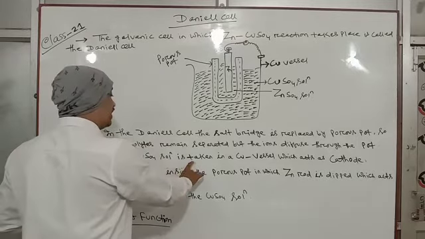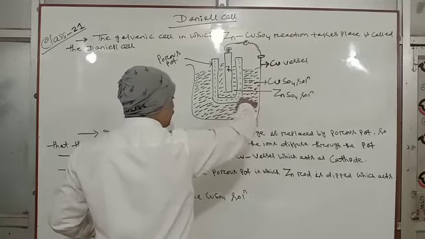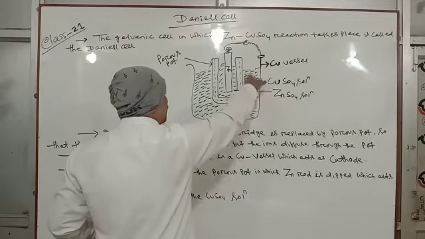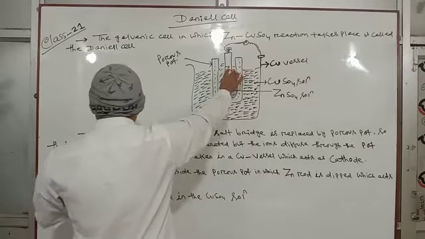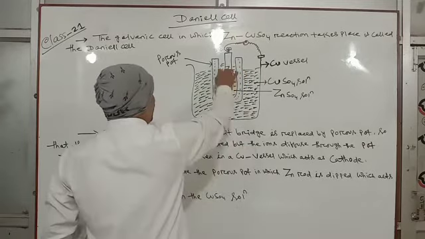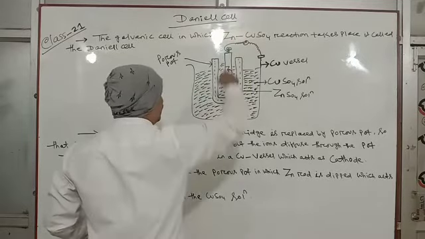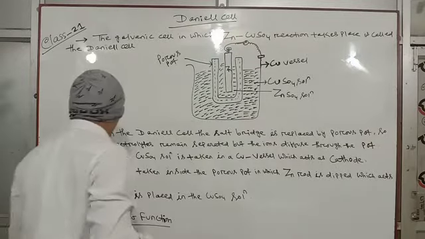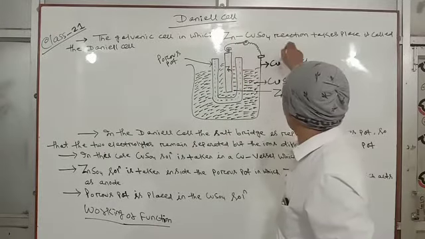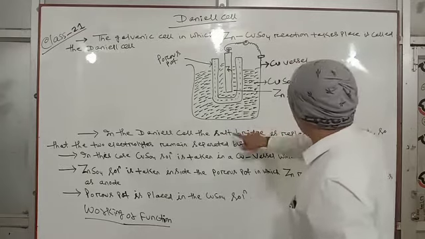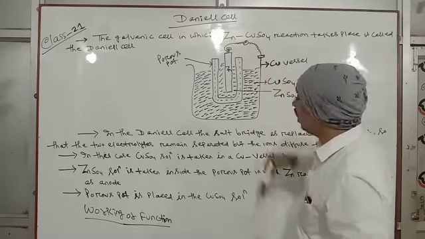First, in this case copper sulfate is taken in a copper vessel. This is the copper vessel, and it holds copper sulfate. The copper vessel with copper sulfate is the cathode. And this is the porous pot; inside it zinc sulfate solution is taken, and a zinc electrode is immersed in it, which acts as the anode. So zinc will act as anode and copper will act as cathode.